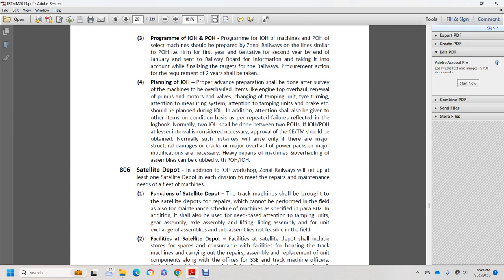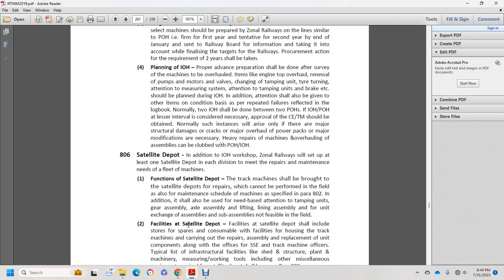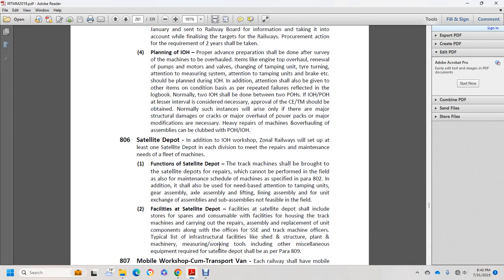for base attention of the tamping unit, gear assembly, axle assembly, lifting and lining assembly, and for unit exchange of assemblies and sub-assemblies not feasible in the field. The satellite depot facility should include storage of spares and consumables, housing for the machine, carrying out repairs and replacement of unit components, along with the office of the senior service engineer, track machine officer. The typical list of infrastructural facilities like shed, structure, plant, machinery, measuring work, tools and other miscellaneous equipment required for the satellite depot is also given in paragraph 809.